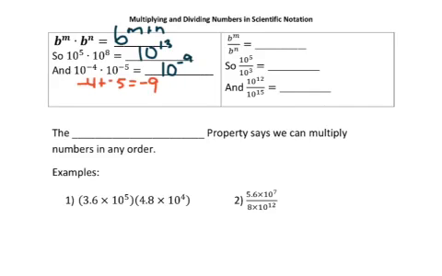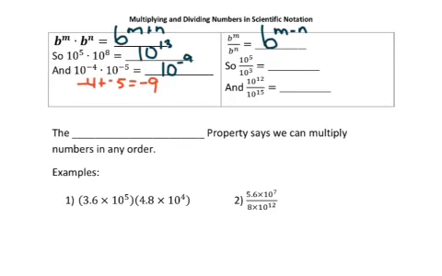All right. Now the other property we used is the quotient of powers property, and that says that if you have the same base with different exponents and you're dividing them, then we have to subtract the exponents. So b to the m divided by b to the n is equal to b to the m minus n power.